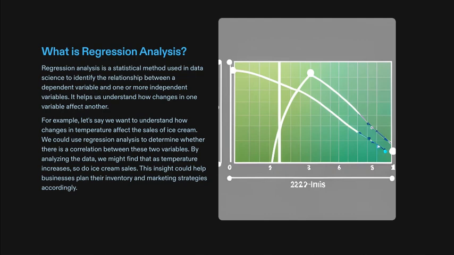When I say dependent variable and independent variable, I can say, for example, you want to understand how changes in temperature can affect the sales of ice cream. We could use regression analysis to determine whether there is a correlation between these two variables, and when you analyze the data, we might find that as temperature increases, so do ice cream sales. This insight can help businesses plan their inventory and make marketing strategies accordingly.